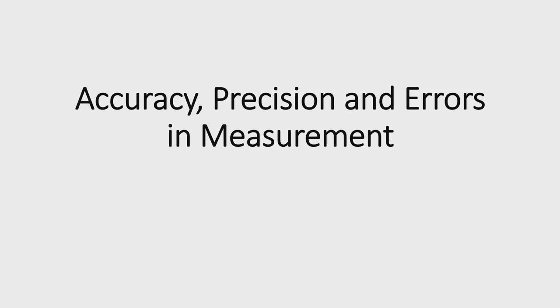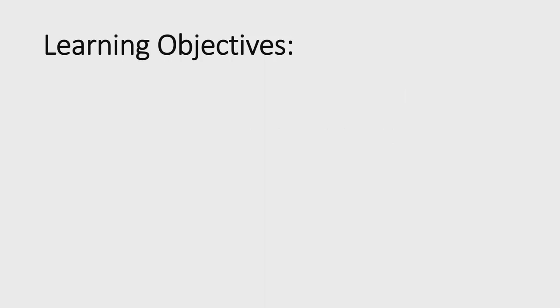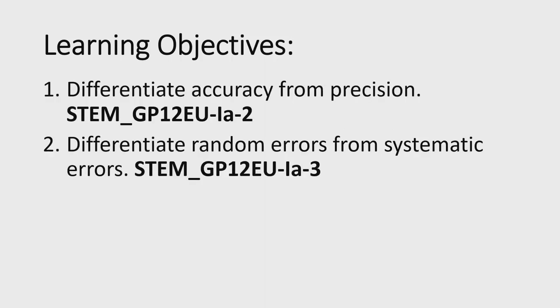Before we proceed to the lesson proper, let us get to know the expected output. At the end of this video lesson, you are expected to differentiate accuracy from precision and differentiate random errors from systematic errors. Now let's talk about accuracy.